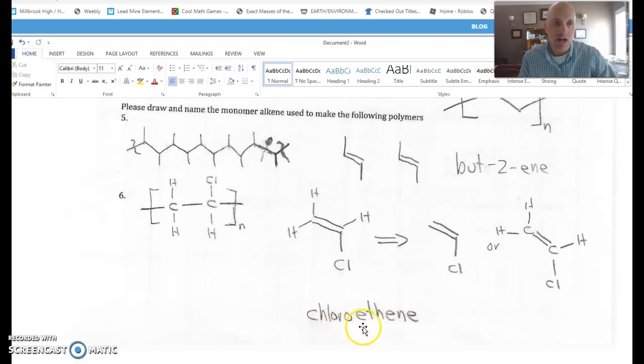But a more common name for that is vinyl chloride. So this chemical right here, its common name is vinyl chloride, and so when you make a polymer from that, it's polyvinyl chloride, PVC. So PVC pipes are just this polymer right here.